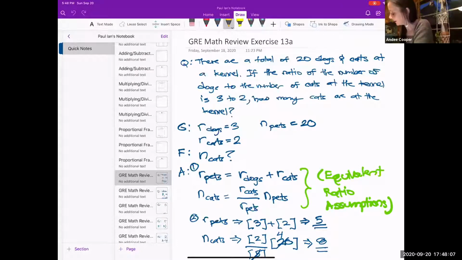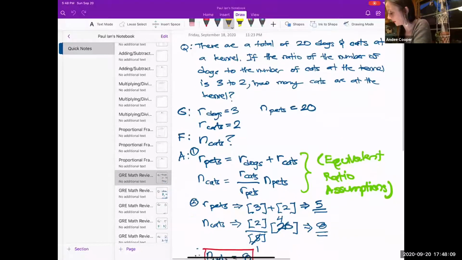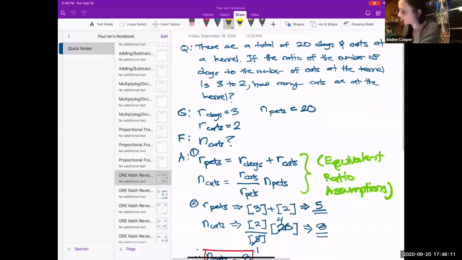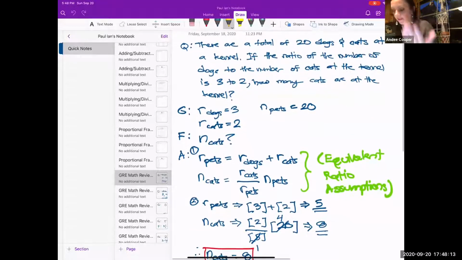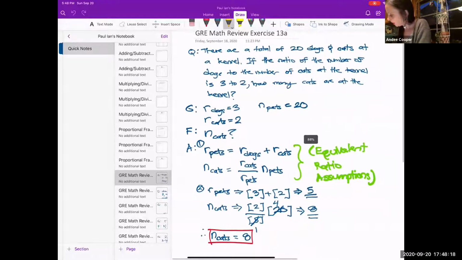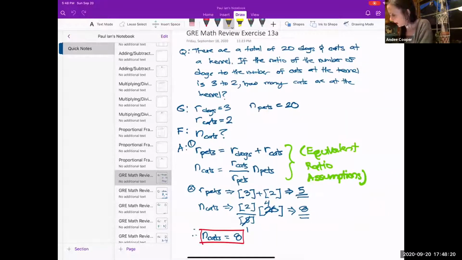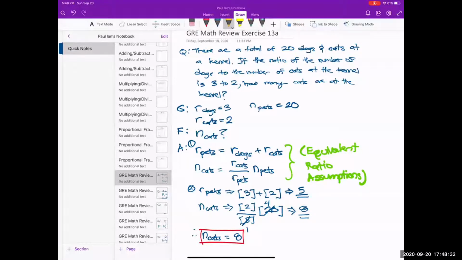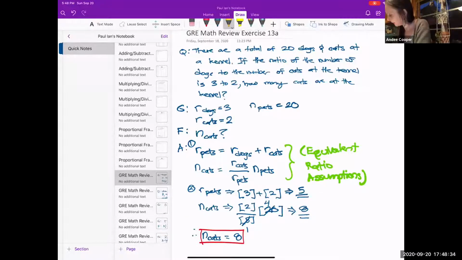I did, and it wasn't coming out with what they said the answer was. It's hard to find where my work is now because I have so many papers around here, but I put 20 at the bottom. So if there are 20 dogs, the ratio of dogs to cats at the kennel is 3 to 2. So you've got 3/2. Exactly, yeah. And then how many cats are at the kennel?